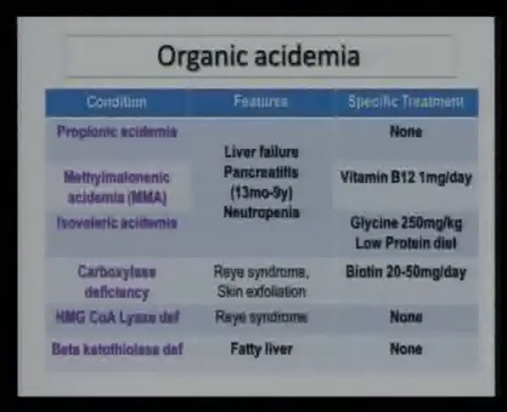Organic acidemia, we have many among them which can be treated. Look at these two disorders over here. They manifest with liver failure, pancreatitis, neutropenia. Vitamin B12 can be given. Here you can give glycine and a low protein diet. For this you can give biotin, that is the carboxylase deficiency. They do well with this, but for other disorders we don't have the treatment. And therefore, identification of a subgroup of organic acidemia becomes important from the treatment point of view.